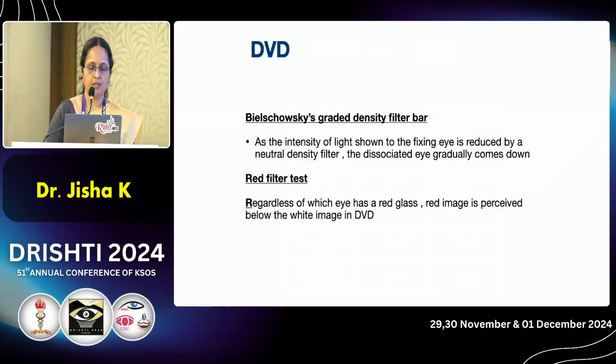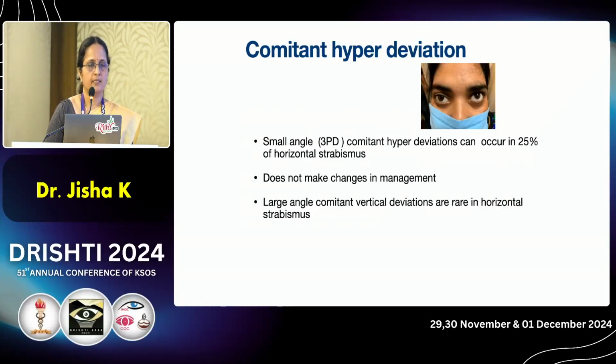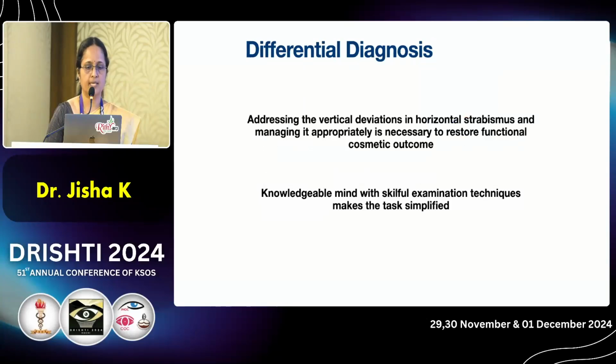And another interesting feature that you have to look for is the Bielschowsky graded density filter bar. This test can be done when you are in doubt. That means you have to keep increasing density of the neutral density bar in front of the fixing eye. And when the light intensity of the fixing eye has been brought down to a particular level, you can see the dissociated eye gradually comes down. And a very small angle of comitant hyperdeviation can occur in 25% of horizontal strabismus, which does not have any impact on your surgical management.